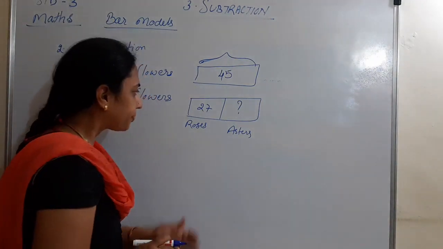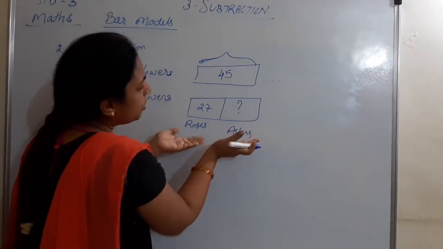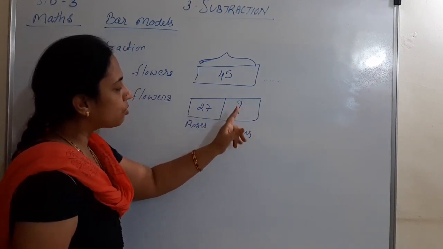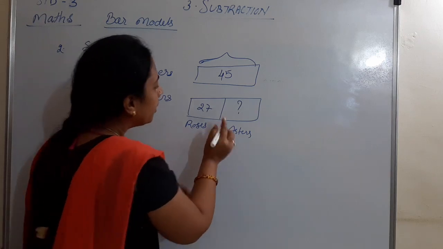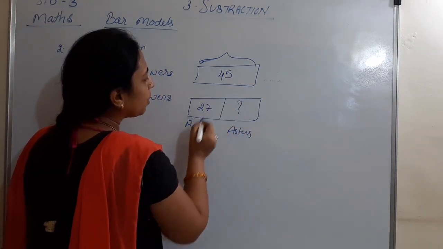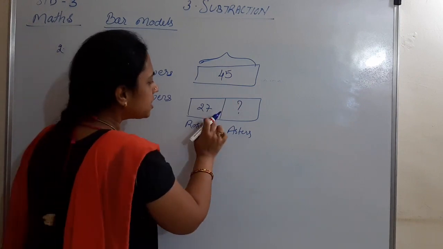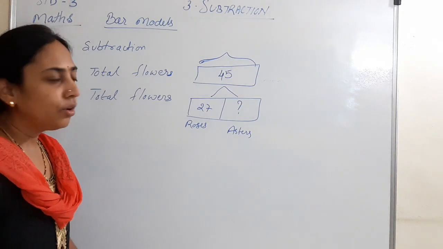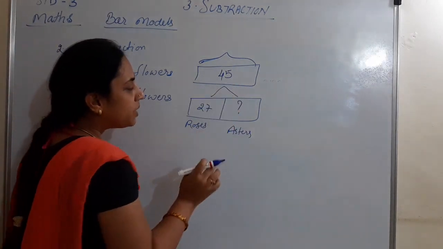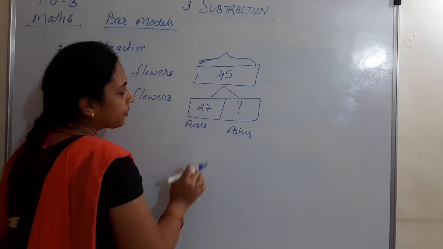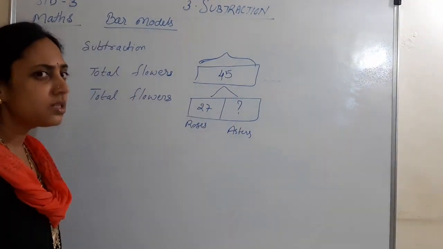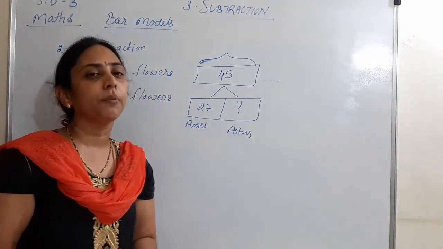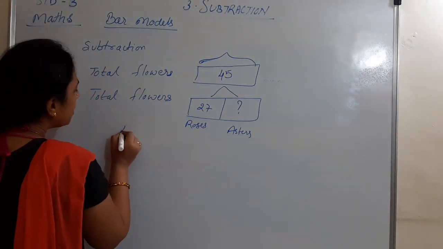So we will put all the information together. That is 27 roses, asters we don't know, so we have to find out. That means this plus this should be equal to this. Now this plus this equal to this means what? If we subtract this from this, we will get this. That means if we subtract the number of roses from the total number of flowers, we will get the number of asters, right? So we will go with subtraction.